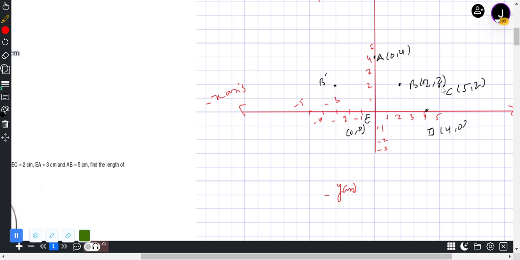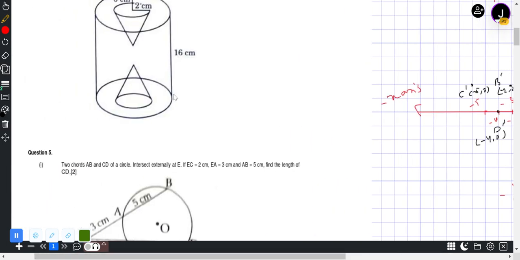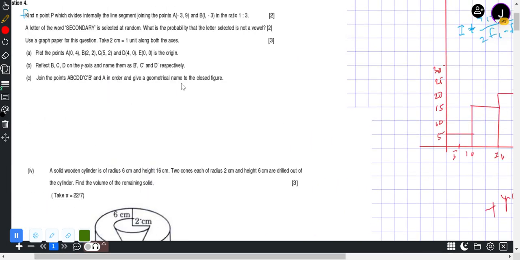C dash will be at the same height and the same distance, which is 2, 3, 4, 5. This is C dash. Coordinates will be minus 5, 2. B dash coordinates will be minus 2, 2. And D, where was D? D was 4, 0, right? So this becomes 1, 2, 3, 4. This is D dash, which becomes minus 4, 0. And then what to do? B, C, D are plotted.